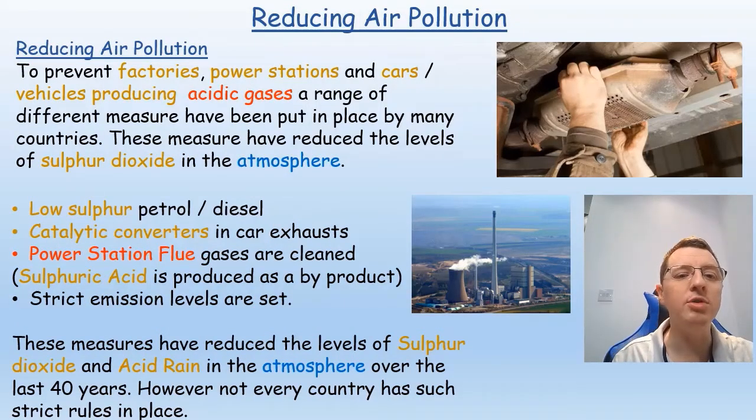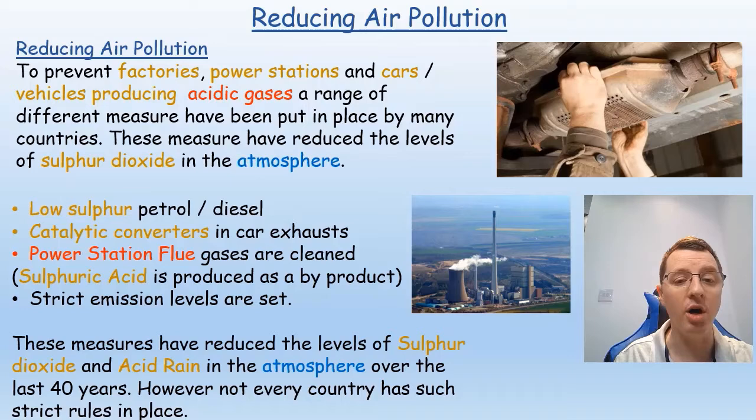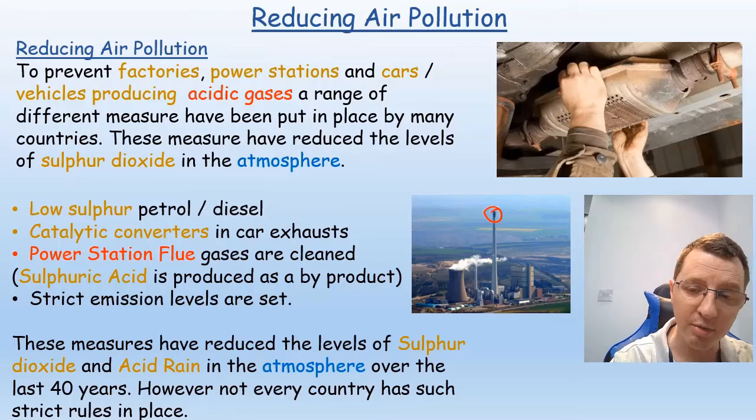So what can we do to reduce this air pollution, to reduce acid rain? To prevent factories and power stations, cars and vehicles producing these acidic gases, a range of different measures have been put in place by many countries, unfortunately not all. These measures have reduced the levels of sulfur dioxide in the atmosphere. Firstly, selling of low sulfur petrol and diesel fuels, and catalytic converters being placed in car exhausts to absorb these sulfur dioxide and nitrogen oxides. Power station flue gases are cleaned by filters. Here you can see one on the top of the chimney.